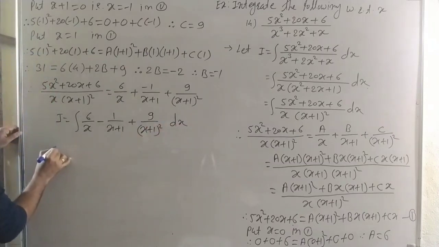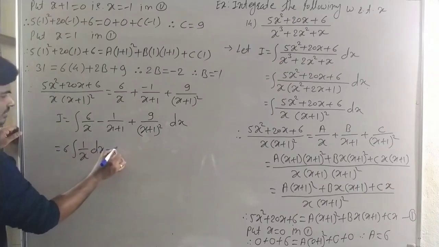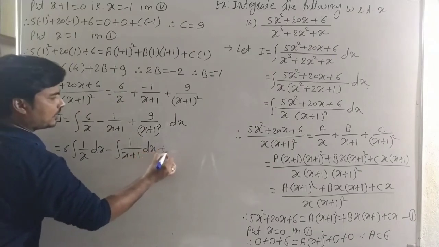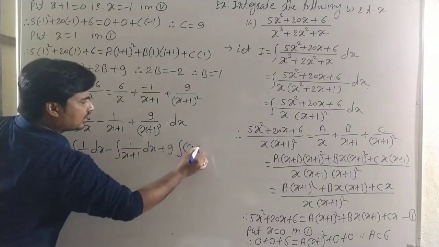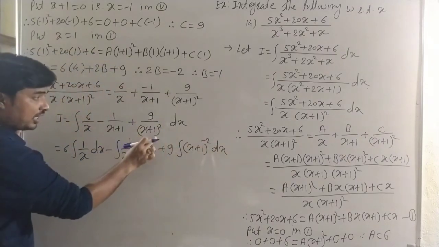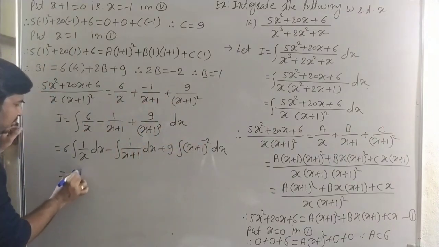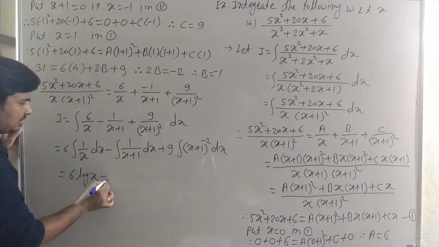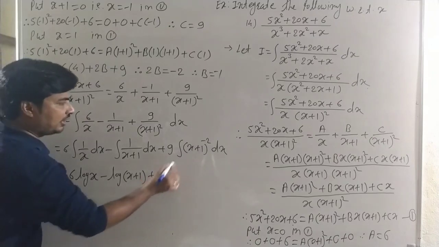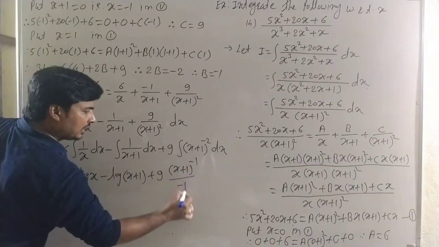Okay, now separate the integrals. 6 into integral of 1 by x dx minus integral of 1 by x plus 1 dx, and here plus 9 into integral of x plus 1 to the power minus 2 dx. Here 9, and it is 1 upon x plus 1 squared. You can write x plus 1 to the power minus 2, and then it is 6 into log x minus log of x plus 1 and plus 9 into, here it is x plus 1 to the power minus 1 upon minus 1 plus c.